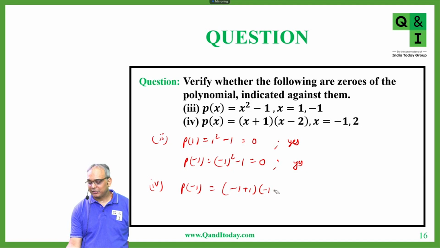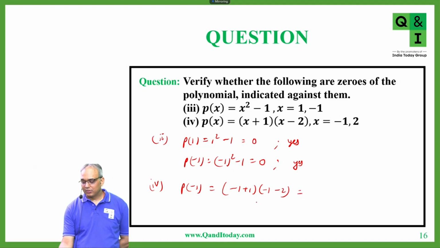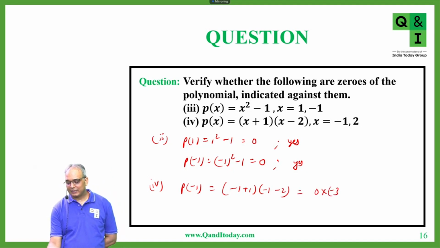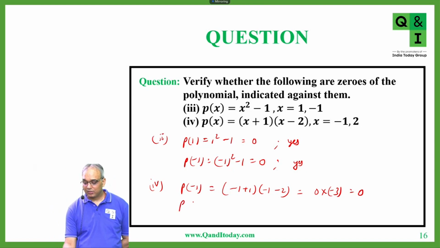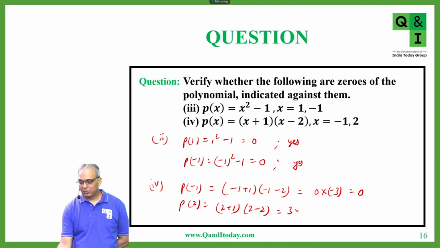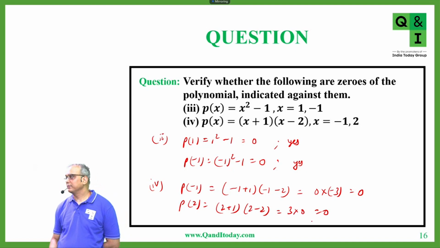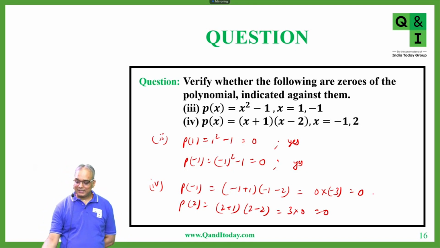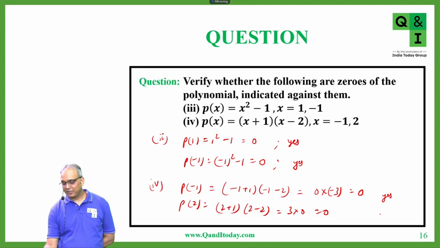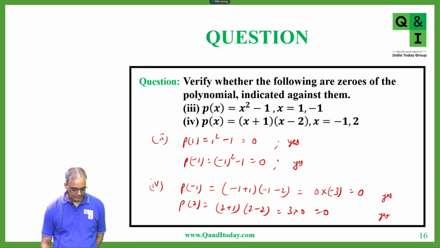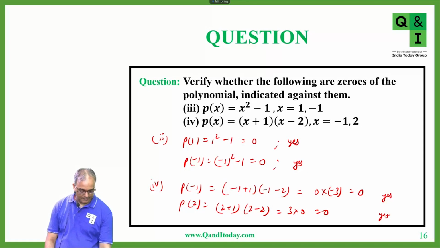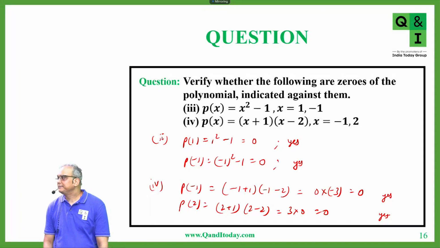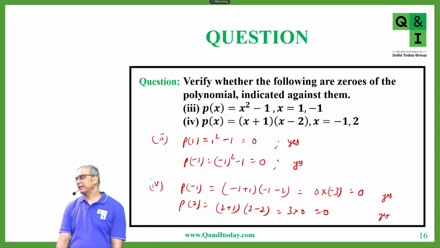Fourth part, P of minus 1 will be minus 1 plus 1 and minus 1 minus 2. So minus 1 plus 1 is 0, minus 3. 0 into minus 3, that is 0. And P of 2 is 2 plus 1 into 2 minus 2. So 3 into 0, which is 0. So yes, it is 0 for both minus 1 and 2. Clear? Yes, Rudra, correct.